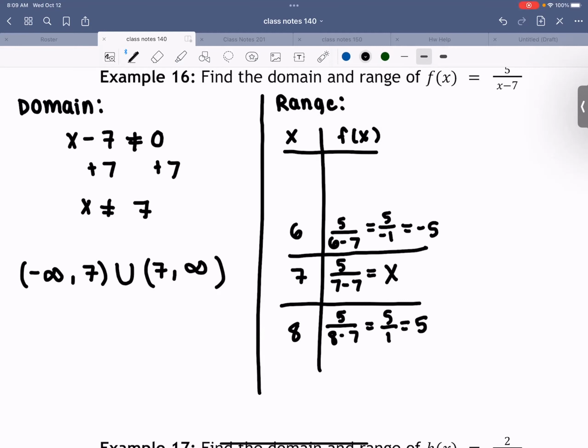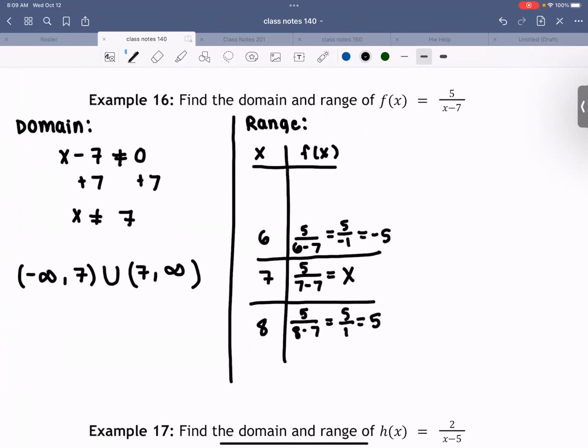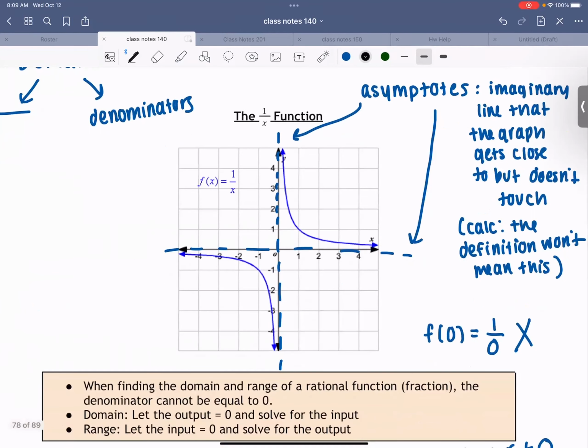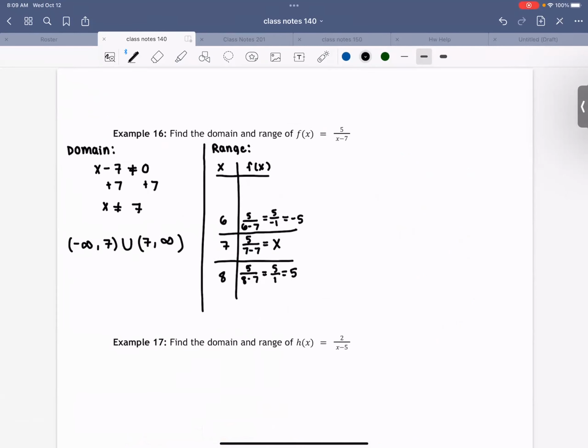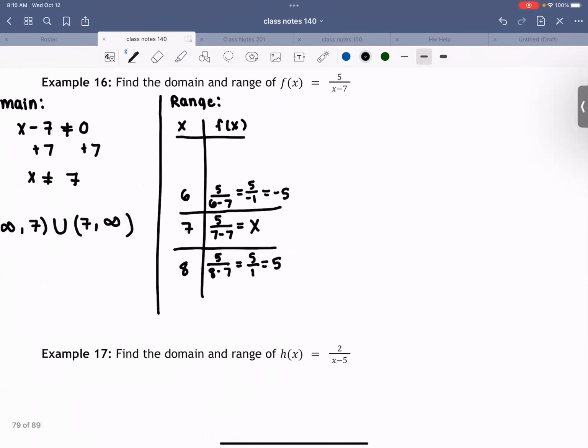Now, at this point, I actually have enough information to graph my function because I know what this function is going to look like. Any function that looks like this with x in the denominator is going to have this shape. I know I can plug in some more points, and you can do that if you want. I'm going to show you how I would draw this with the 2 points I have.